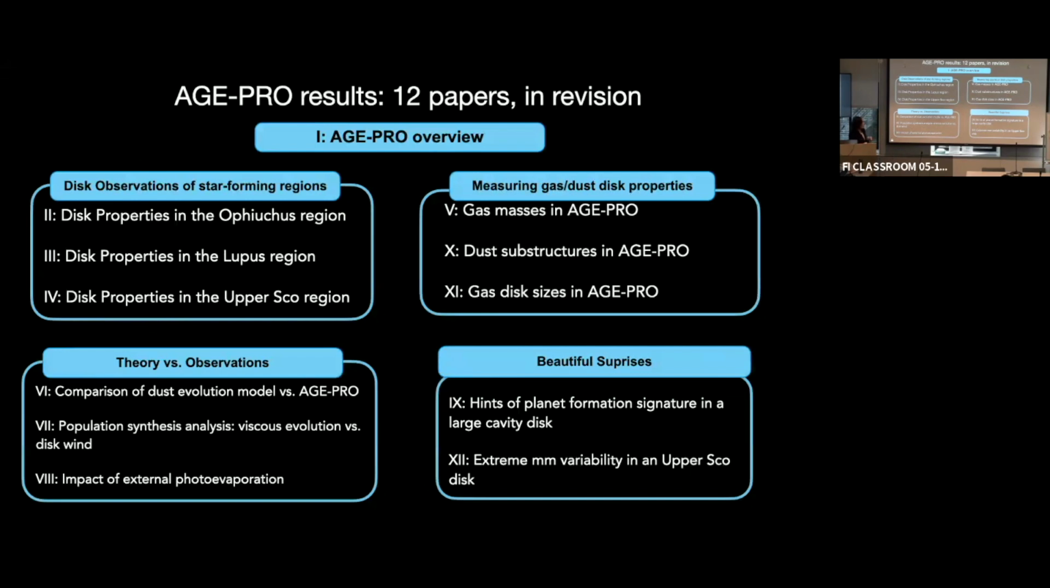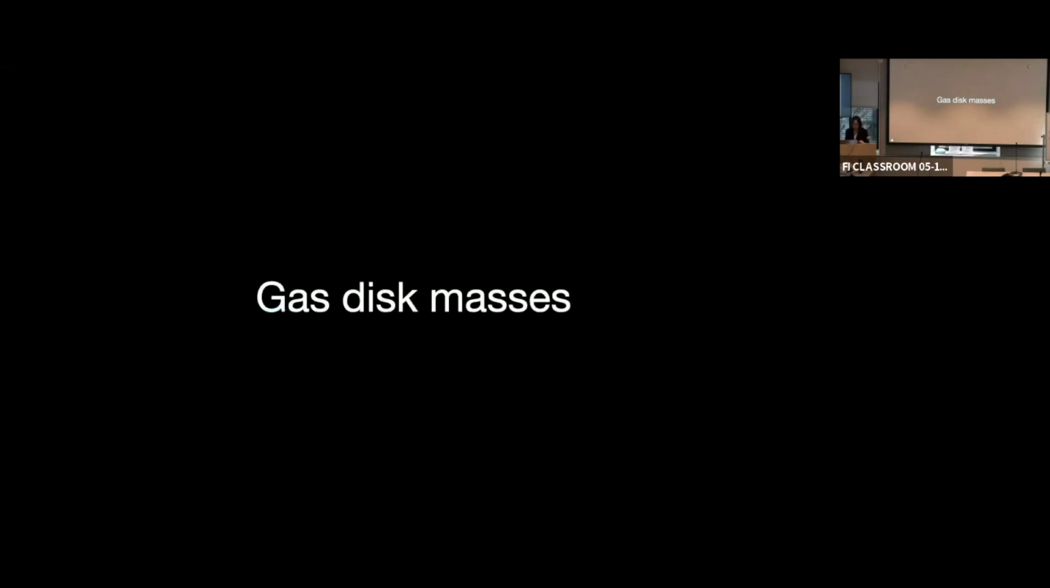And so the last, we have 2 papers. We call them beautiful surprises because we didn't expect them. One is an interesting disk which has some hint of a so-called planetary disk. And the other disk seems to be variable at the millimeter continuum flux, which is pretty rare for protoplanetary disks. Okay. So I wanted to then dive a little deeper into our results for the gas disk mass.